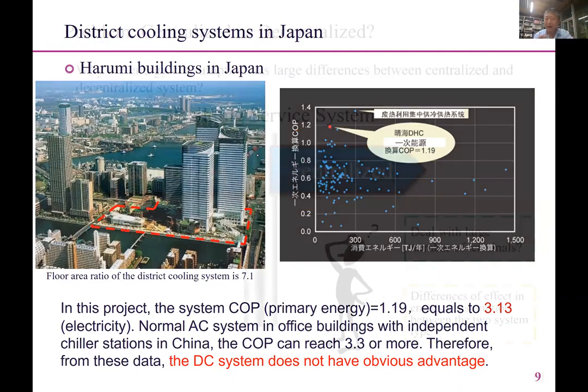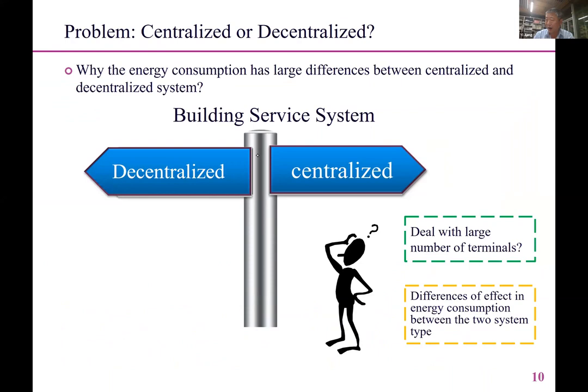Okay, why? All this data, from residential buildings to large-scale district cooling, always seems to me that the centralized systems need more energy, and the decentralized ones less energy. Why? What is the reason?